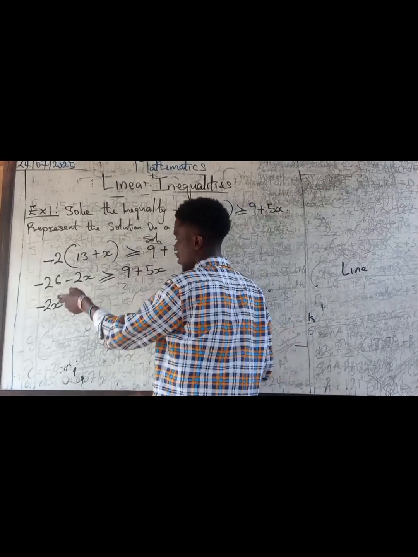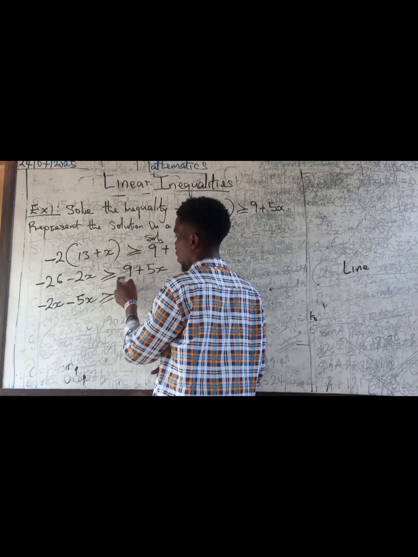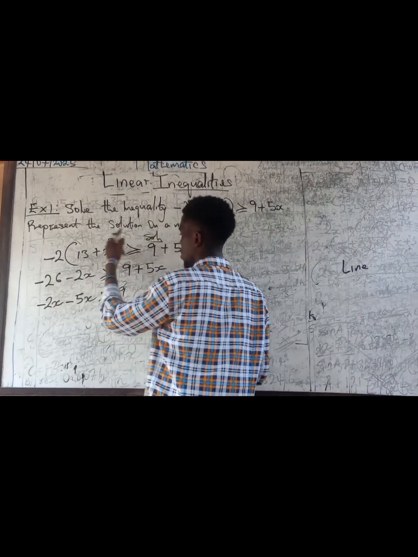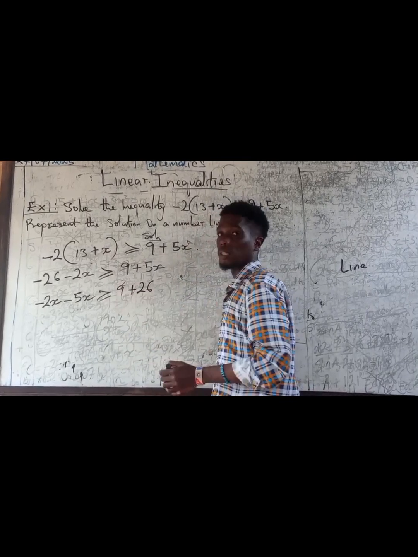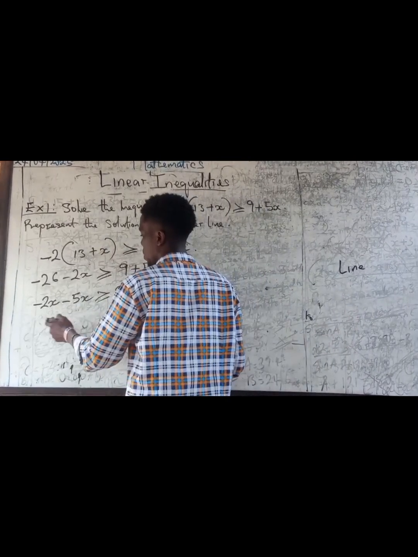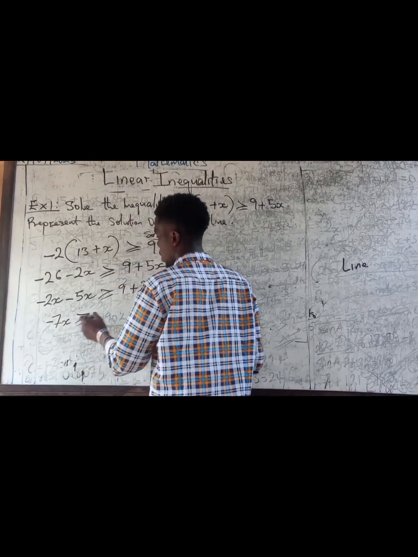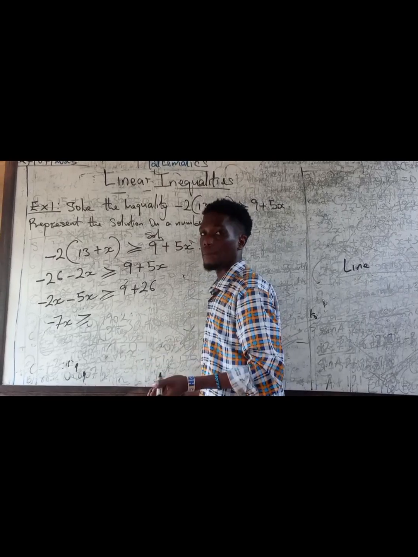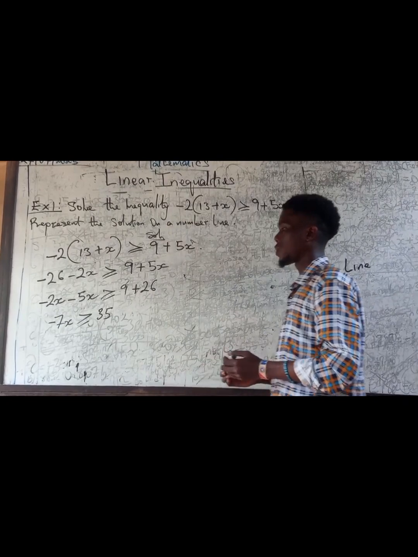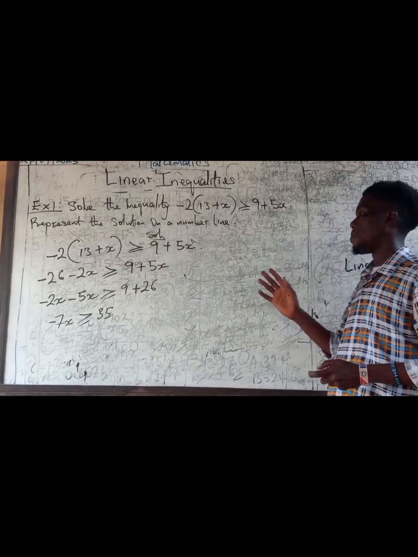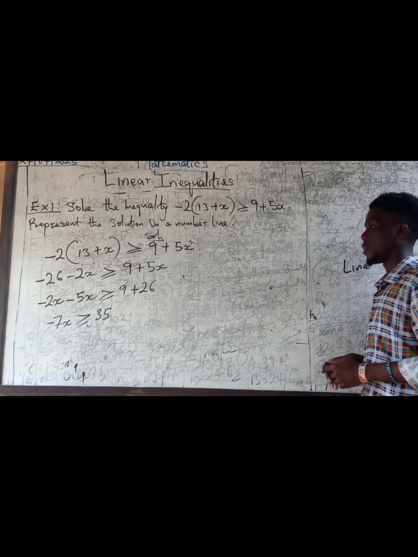So you take this to this side, so that becomes minus 5x, and then this is greater than or equal to 9, and then this minus 26 comes over to this side and becomes plus 26. So you have minus 2x minus 5x, that gives us minus 7x, is greater than or equal to, what's 9 plus 26? 9 plus 26 should give us 35. Now we have minus 7x is greater than or equal to 35, right?